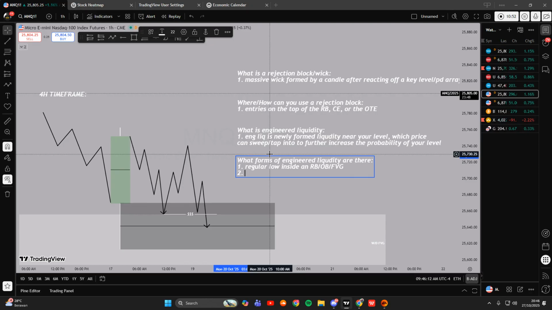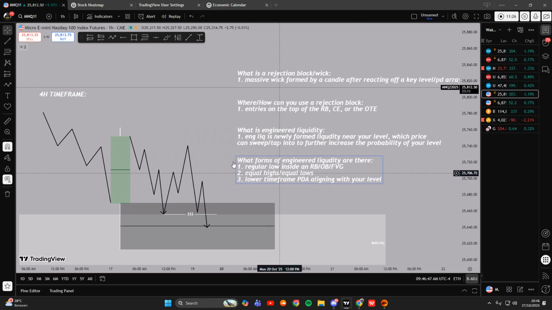Strong engineered liquidity actually are equal highs or equal lows. Usually, equal highs or equal lows make your level pretty good. I don't know how to explain this, but you get what I mean. My favorite one is usually lower time frame PD arrays aligning with your level.